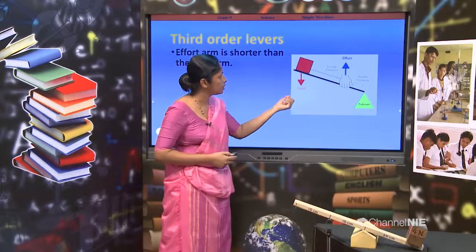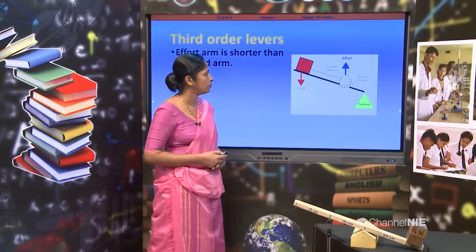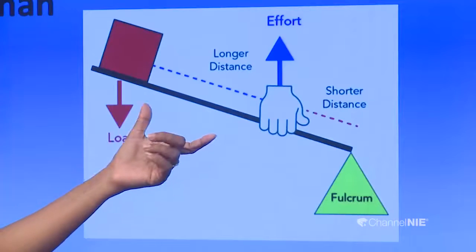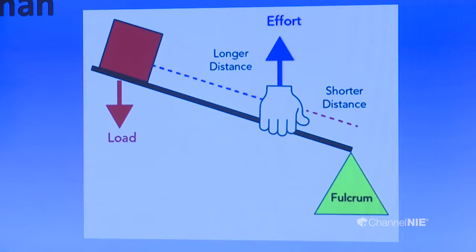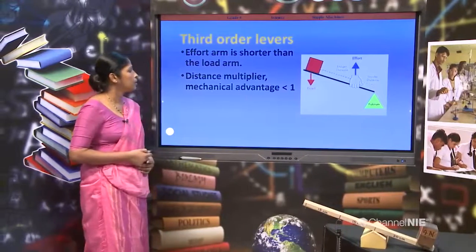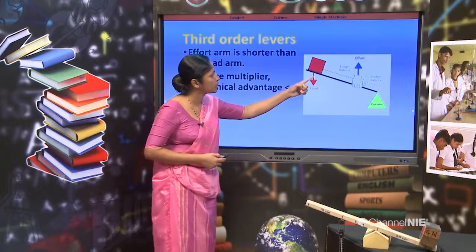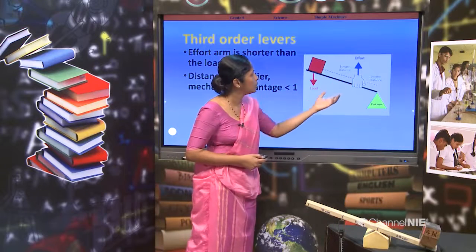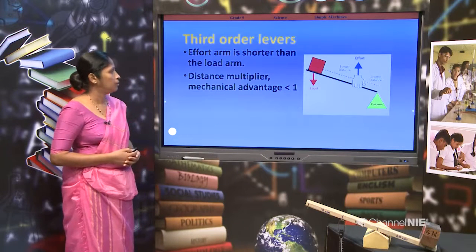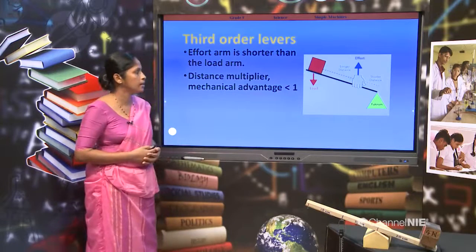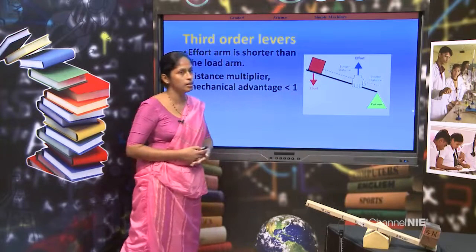In this case, the load should be lifted by a much greater force, because in here the load arm is greater than the effort arm, but the load moves a much longer distance than the effort moves. So, this third order lever is a distance multiplier, but the mechanical advantage is less than 1, as the effort is greater than the load.